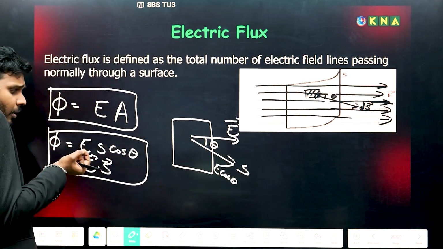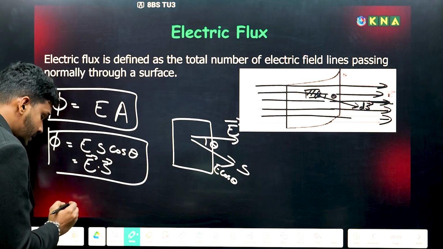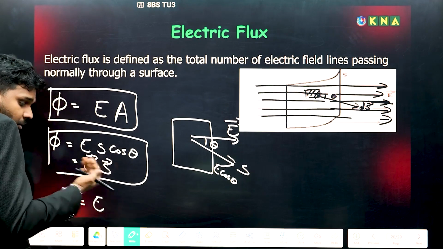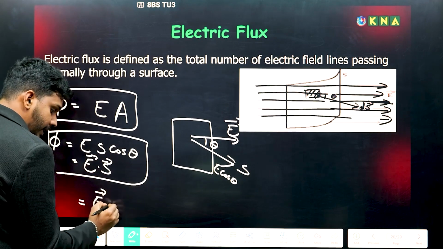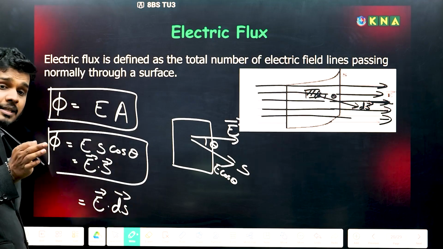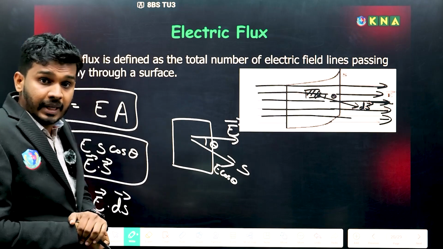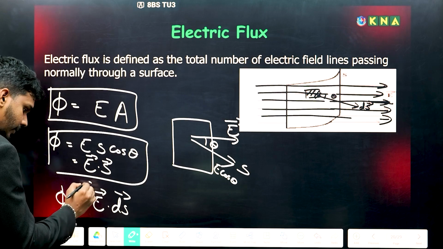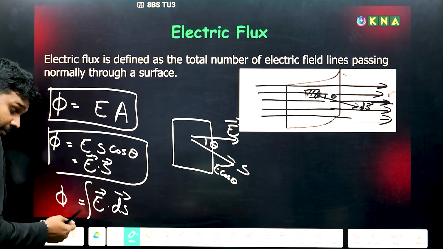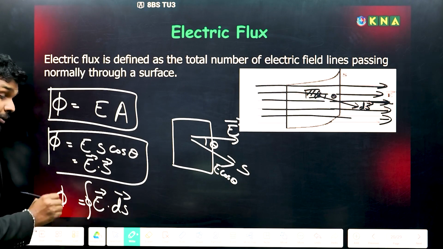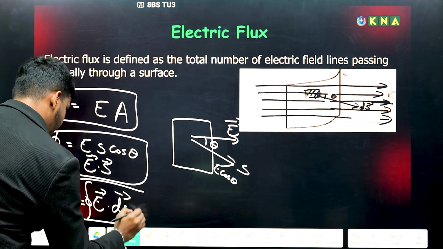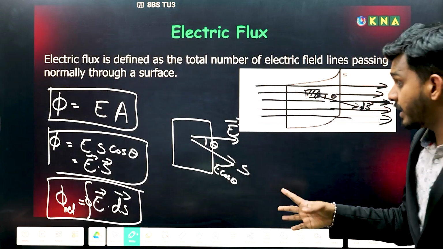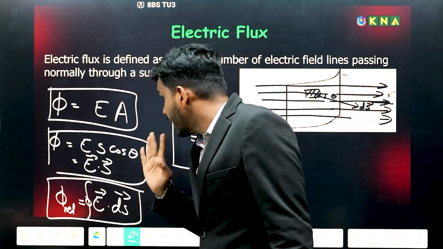If you consider a small surface area, then the small flux is d phi, which is E dot ds. Then total flux phi is equal to integral E dot ds. This is the equation to find net electric flux. Net electric flux is equal to integral E dot ds.